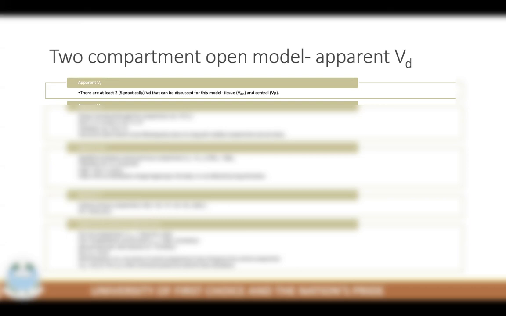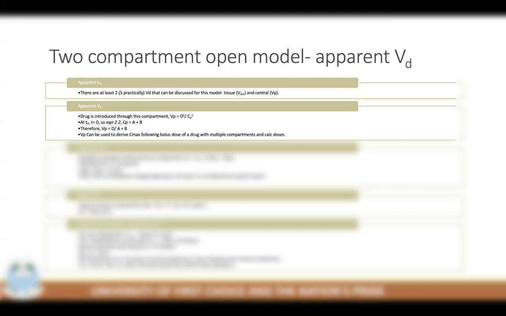Okay, now let's quickly talk about apparent volume of the central compartment, which is volume of plasma. Okay, the volume of the central blood compartment is derived from the assumption that all drugs are introduced into the body through this compartment.